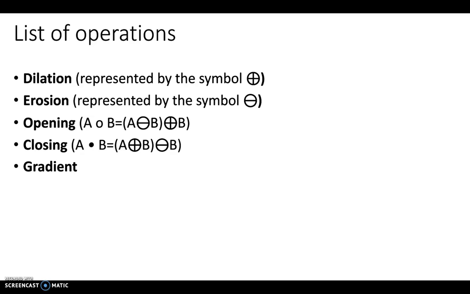The list of operations are dilation, generally represented by the plus symbol; erosion, generally represented by minus; opening, that is minus followed by plus; and closing, just the opposite of opening, that is plus followed by minus. And gradient is nothing but finding out the slope of the image.